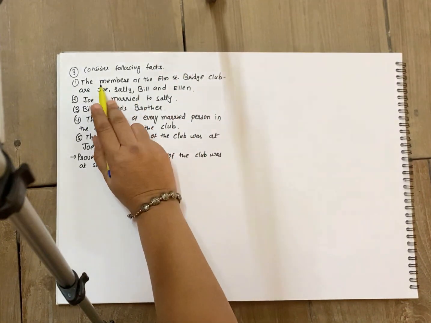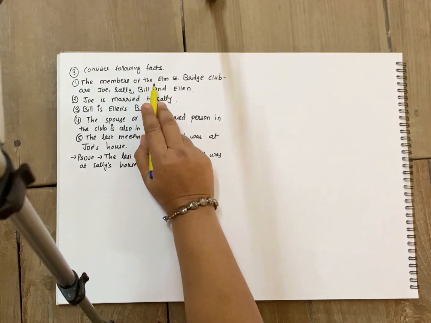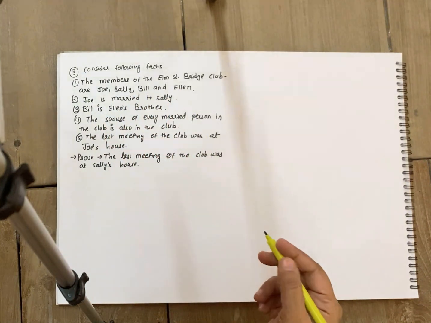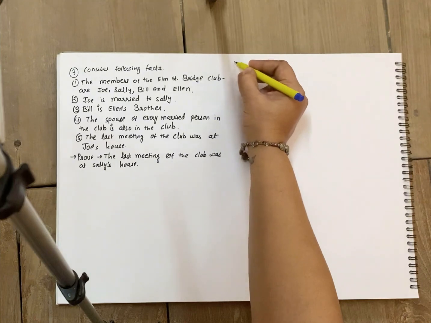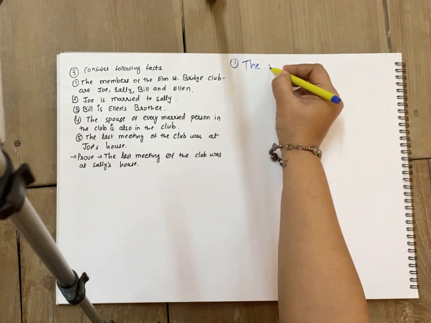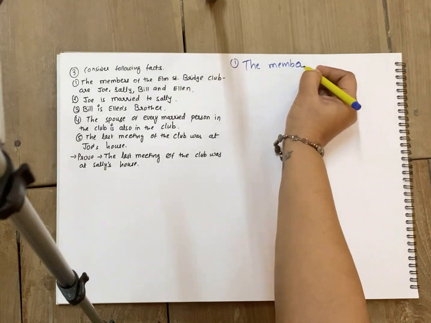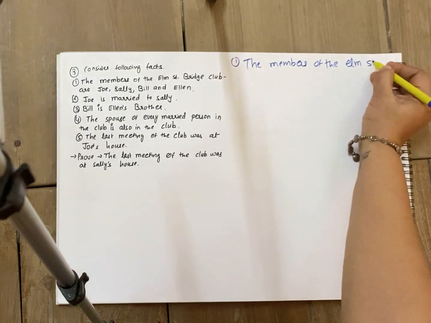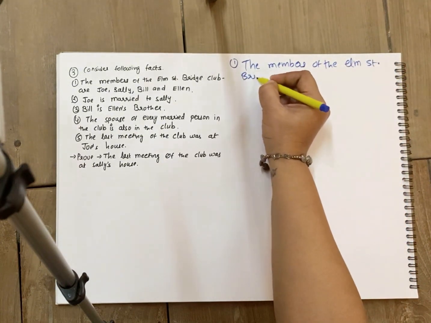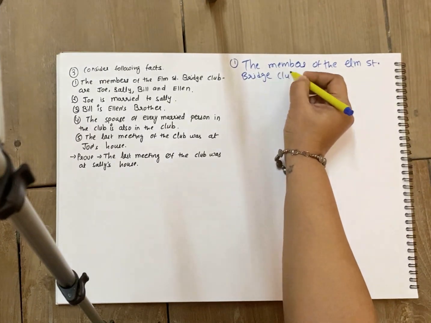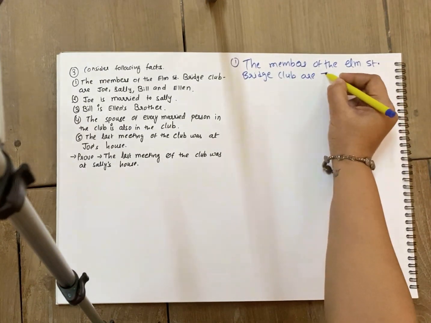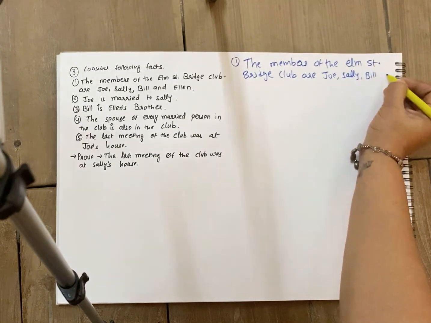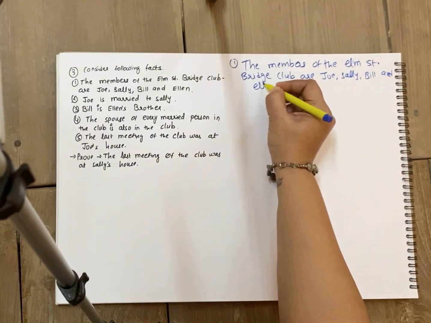So don't worry. The first statement says the members of the ELM St. Bridge Club are Joe, Sally, Bill and Ellen. Okay. What does the statement say? The statement says the members of the ELM St. Bridge Club are Joe, Sally, Bill and Ellen.